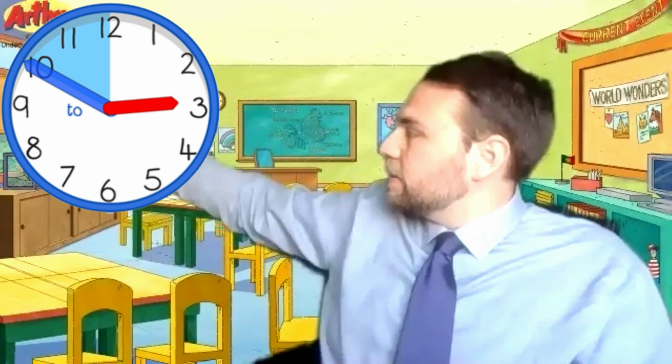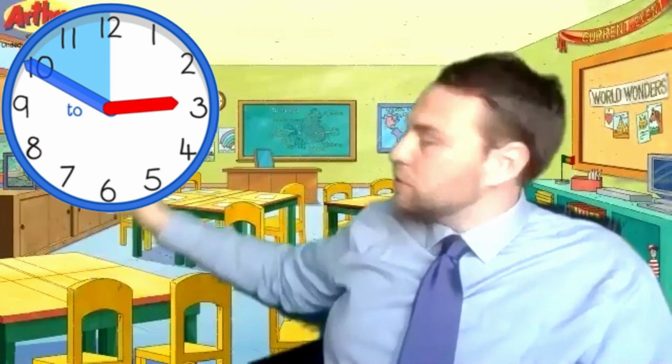Finally, let's look at the next example. So the long minute hand is in a to time again. The shortest distance to the next o'clock is a to time. We count round in 5s, 5, 10. So it's 10 minutes to 3.